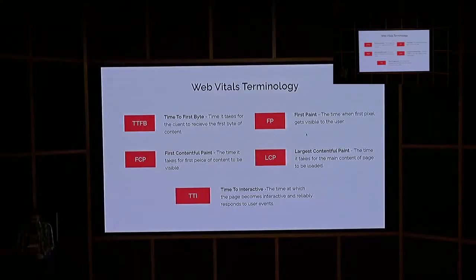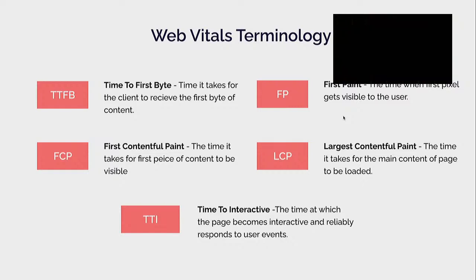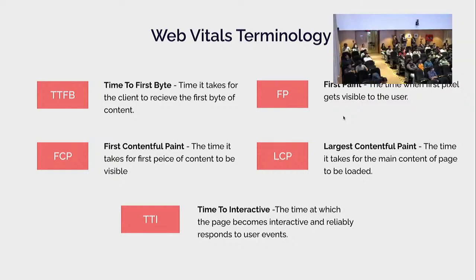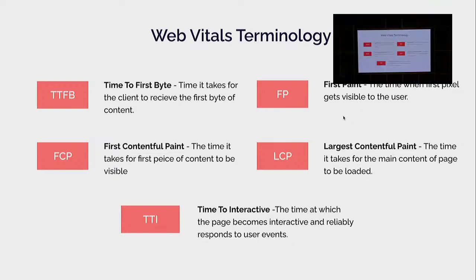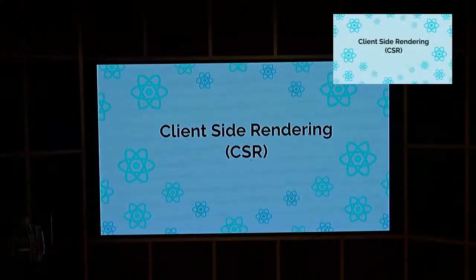Firstly, we have time to first byte, which is the time it takes for the browser to receive the first byte. Then first paint is when the first pixel, any pixel, becomes visible to the user. First contentful paint is the time it takes for the first piece of content to be visible for the user. And largest contentful paint is the time for the main content of the page to be loaded. You can consider it as the perceived loading time when the whole app is visible to the user. And time to interactive is when the users can start interacting with the app and the app responds reliably to user input.